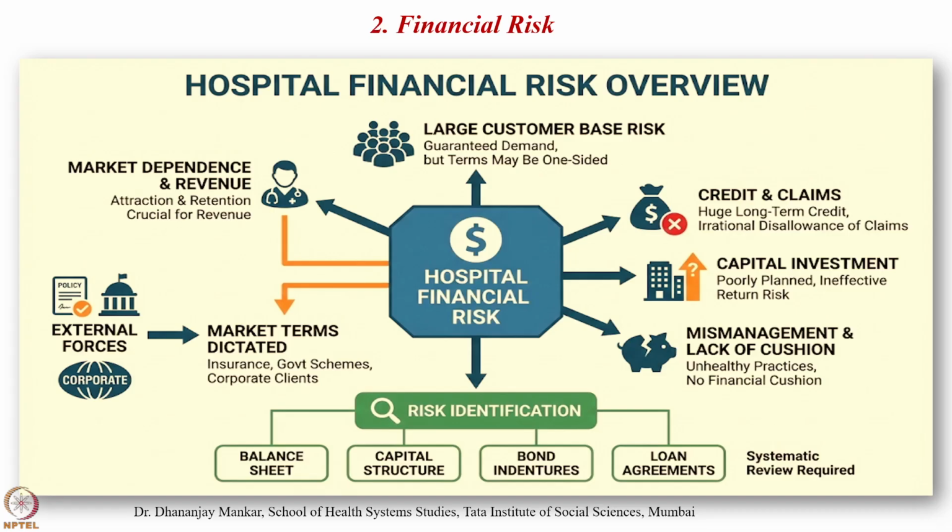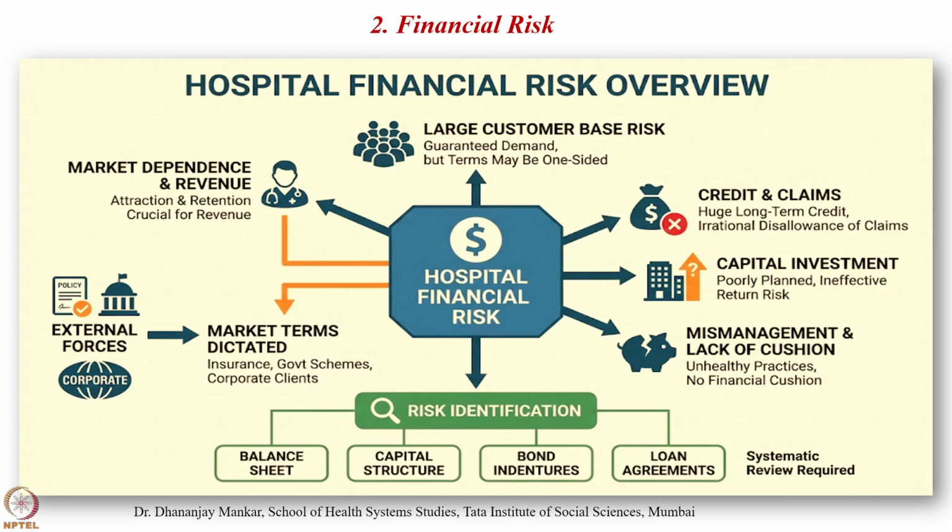Now we'll understand the second type of risk. What is the second type of risk which can commonly occur in a hospital? That is financial risk, which is very important. In a country like India, financial risk is a major problem for patients. So, a hospital financial risk overview.